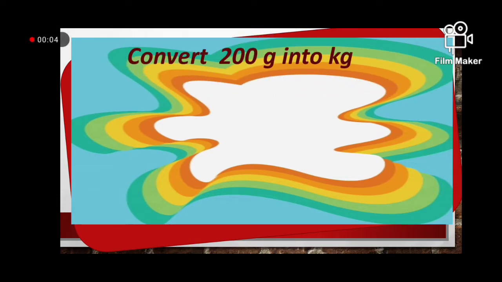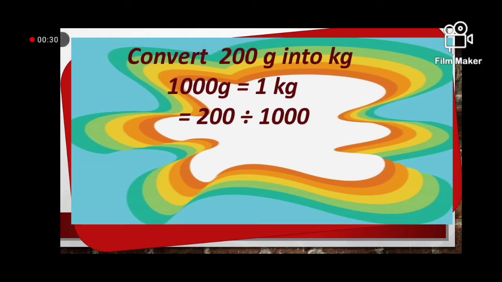Now let's take another example. Let's convert 200 grams into kilograms. Gram is the smaller unit and kilogram is the bigger unit. It means we have to convert the smaller unit into the bigger unit. So we have to divide by the conversion factor. For this purpose, we should know the standard, that is 1000 gram is equal to 1 kilogram, and we are going to convert the smaller unit to the bigger unit, so we will divide by 1000.